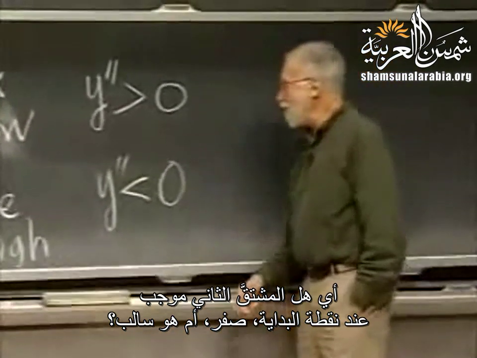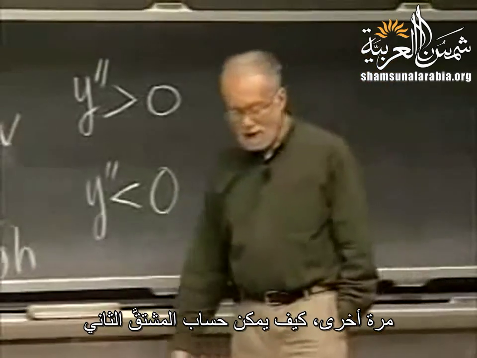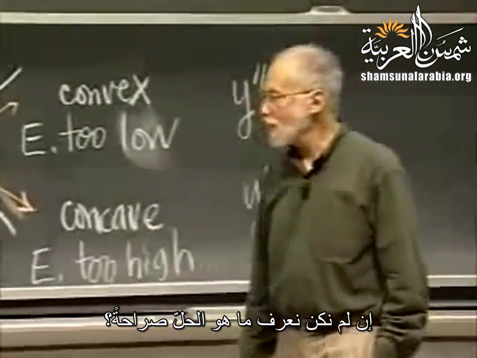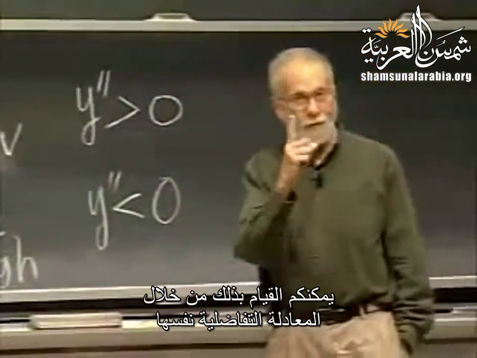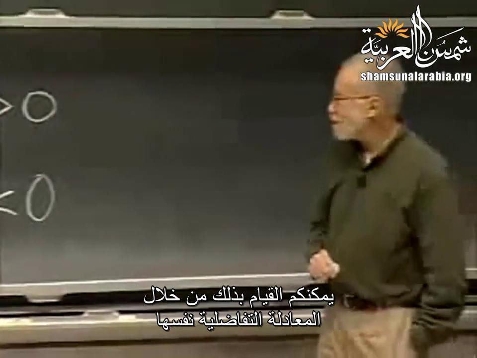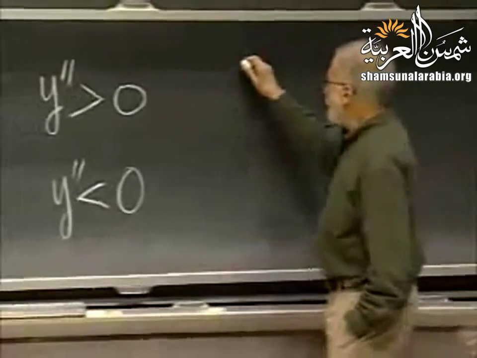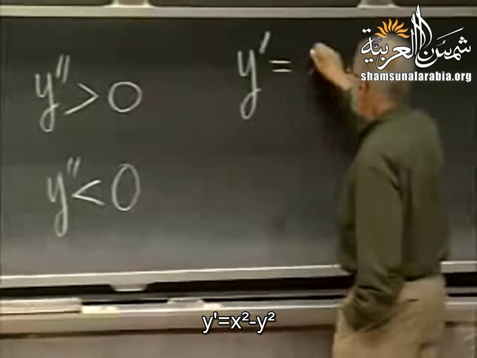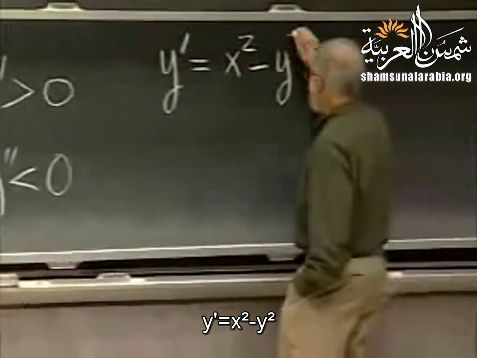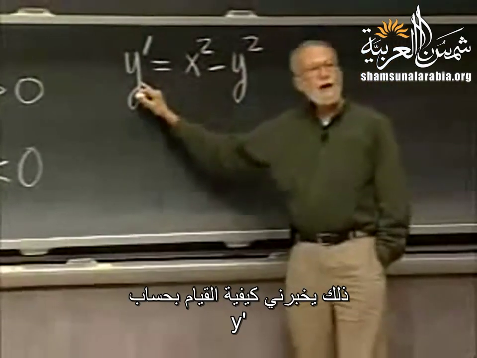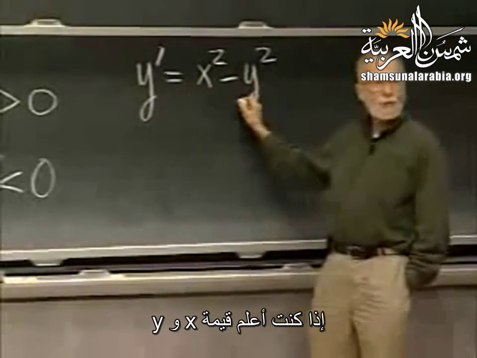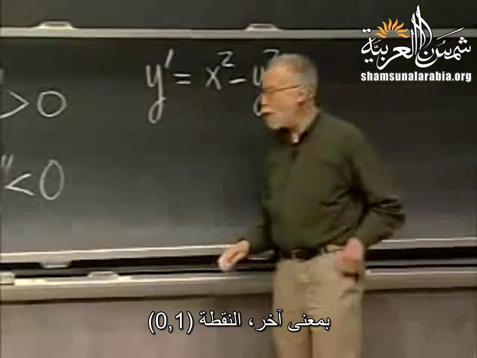All right. So I want to know if the second derivative is positive at the starting point 0, or it's negative. Now, again, how do you calculate the second derivative if you don't know what the solution is explicitly? And the answer is you can do it from the differential equation itself. How do I do that? Well, easy. y prime equals x squared minus y squared. That tells me how to calculate y prime if I know the value of x and y, in other words, the point 0, 1.